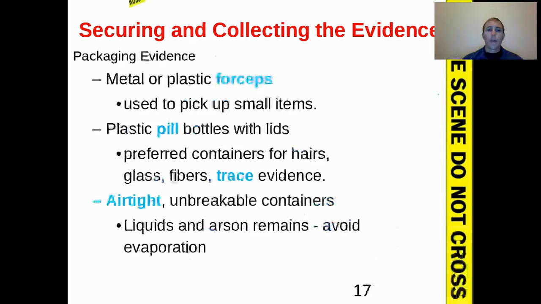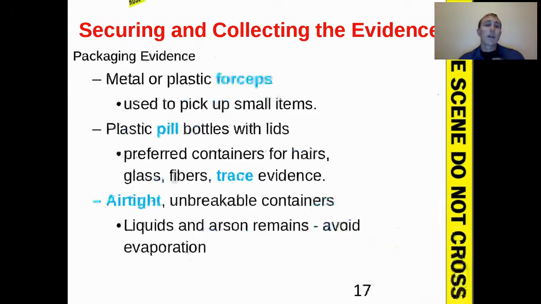All right. So some typical tools that we'll need to use. You will need to use forceps if you're picking up small items. We do not want to pick them up with our fingers because that can damage them. Our fingers are not as precise as forceps would be. So we also want to store any type of physical evidence that is not biological. So these are going to be shards of glass, bits of plastic, hairs that don't have a follicle attached to them, any type of fibers from clothes, trace evidence. Those are all going to be stored inside of a small plastic pill container.